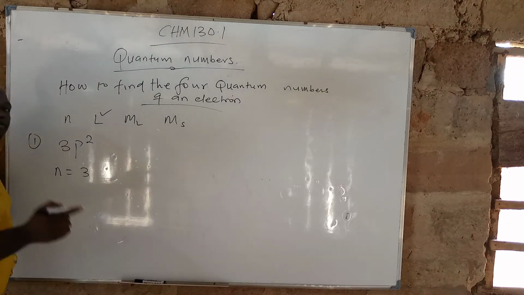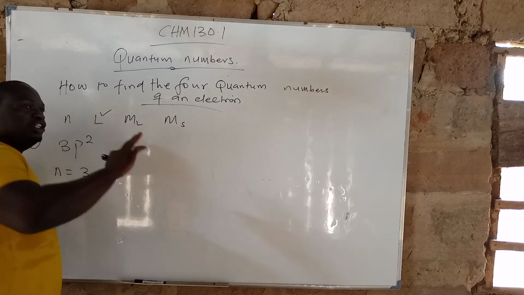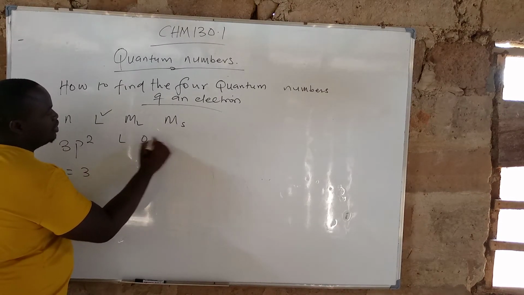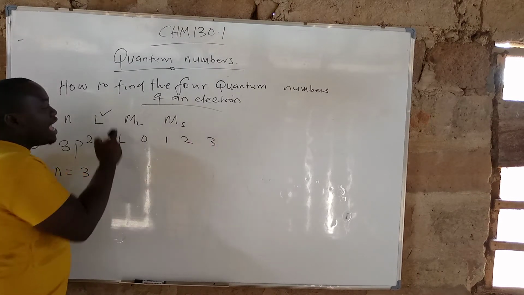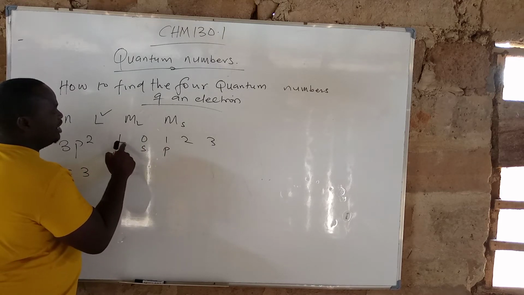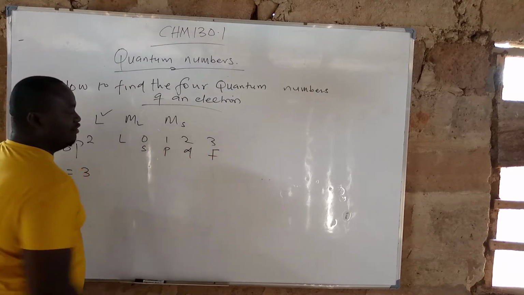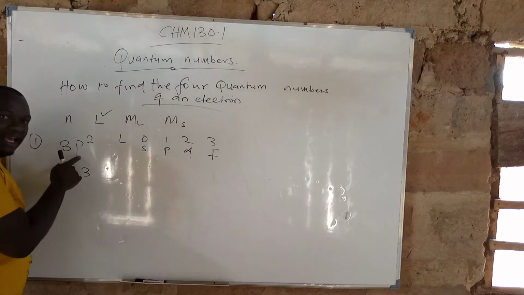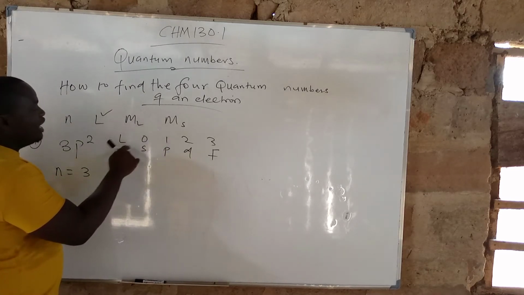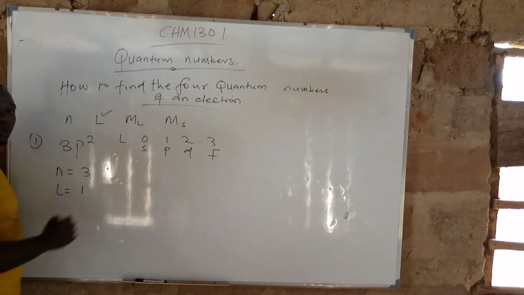Your L, from the first video I made on quantum numbers, I told you that this determines the shape. And the L value always ranges from 0, 1, 2, 3. Whenever L is 0, that is S. Whenever L is 1, that is P. Whenever the value of L is 2, that is D. And this is what? F. And so if there is P here, that means the number for L must be what? 1. So that means your L here is equal to 1.